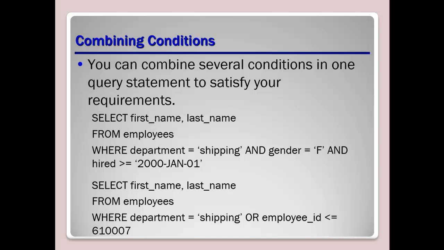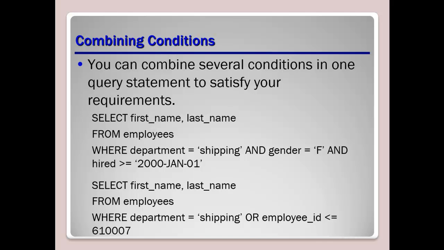As well as you see in this next statement here, we can use an OR conjunction. Select first name, last name from employees where department is equal to shipping, or include the results where employee ID is less than or equal to 610007.